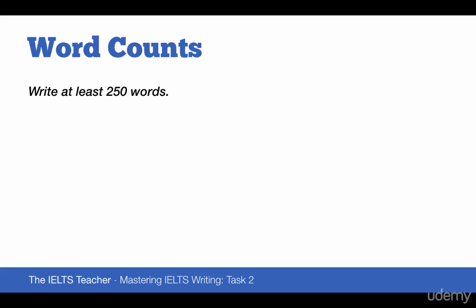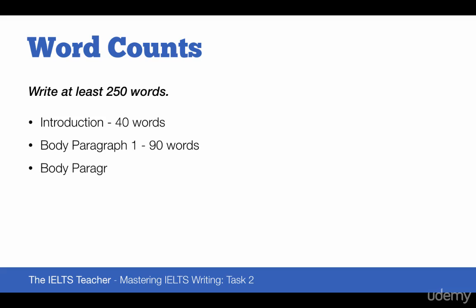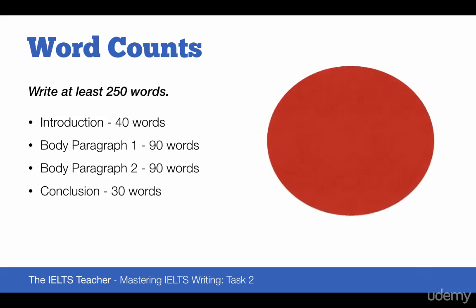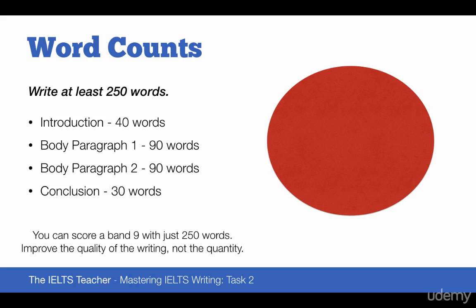So how should we split up these words? The introduction should contain 2 or 3 sentences, 40 words. The body paragraphs, much more important to develop these. They should be about 90 words each, more or less. And the conclusion, a little bit shorter than the introduction, usually just 1 or 2 sentences, that can be 30 words. When you add up all of these numbers, what you have is 250 words.